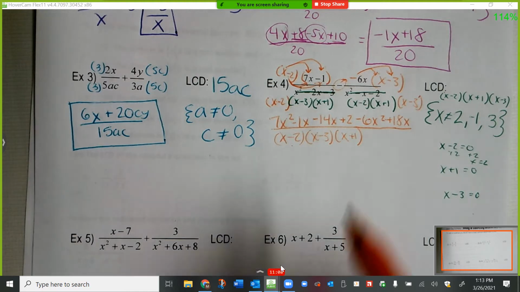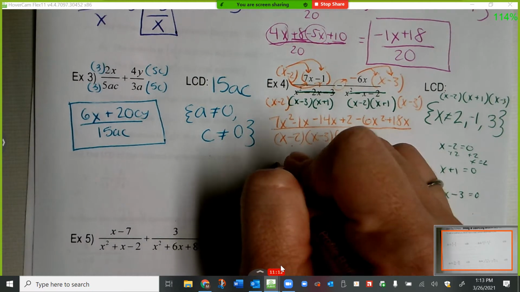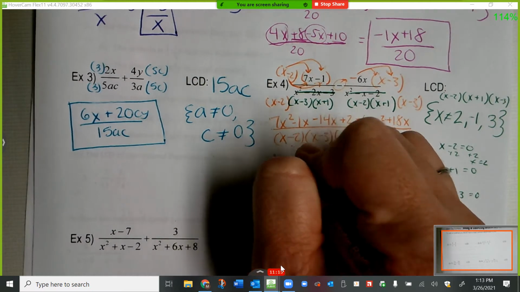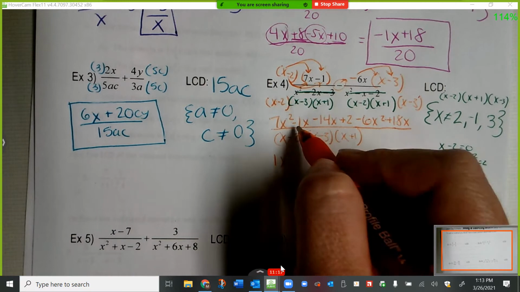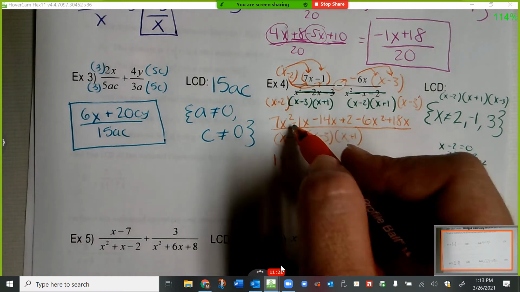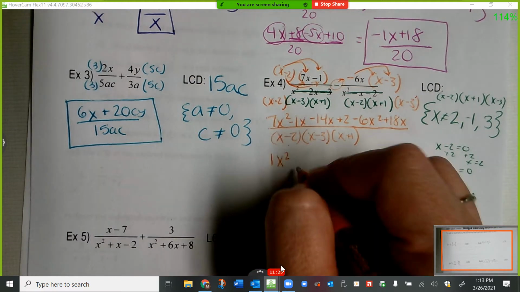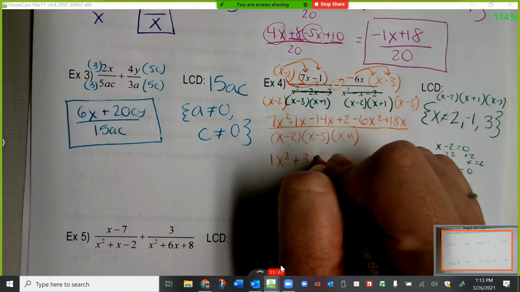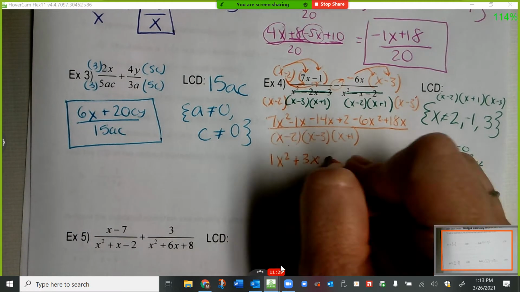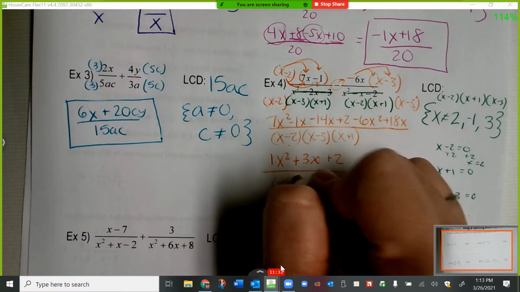Okay, so then we're going to combine like terms. What's 7x squared minus 6x squared? 1x squared. And then I have negative 1x minus 14x, which gives you negative 15x, plus 18x, which is going to give you a positive 3x. And then I have plus 2 over this denominator.